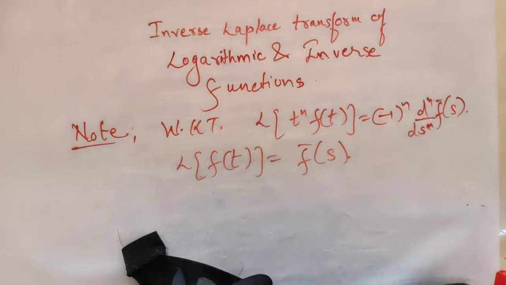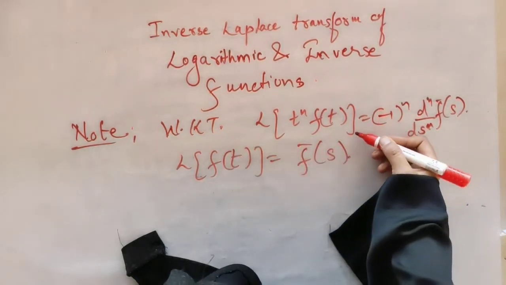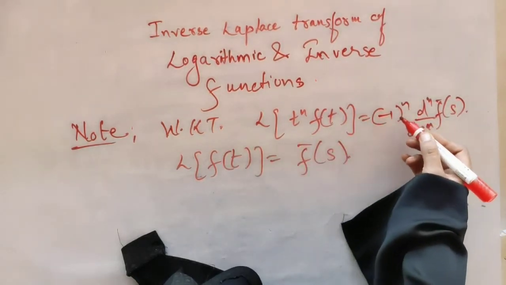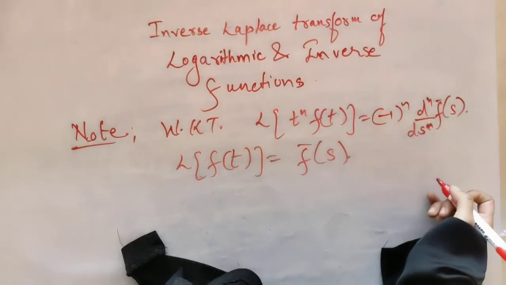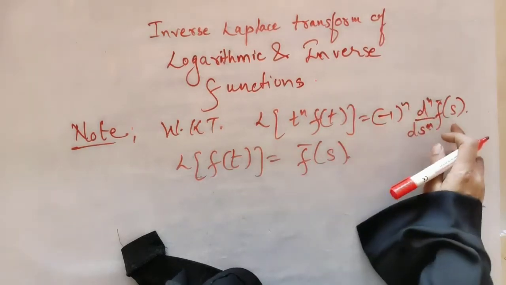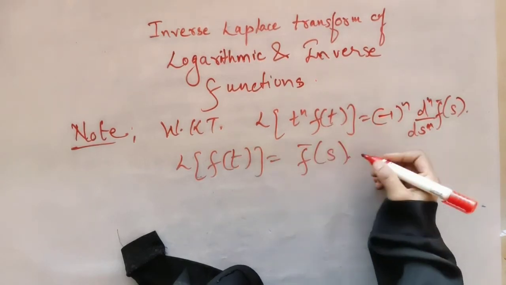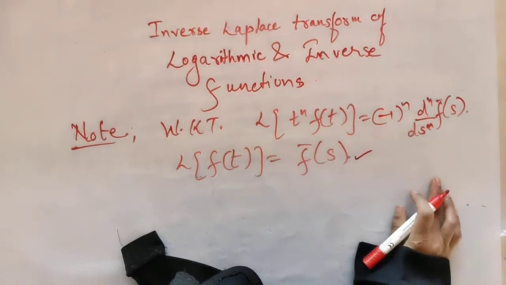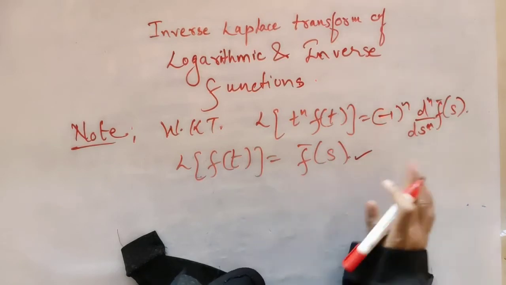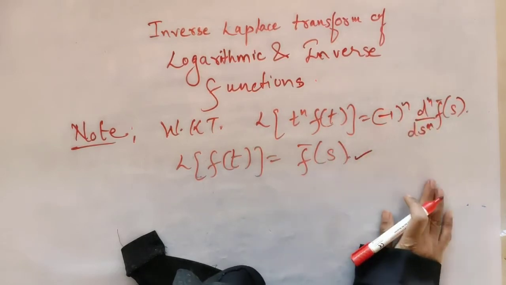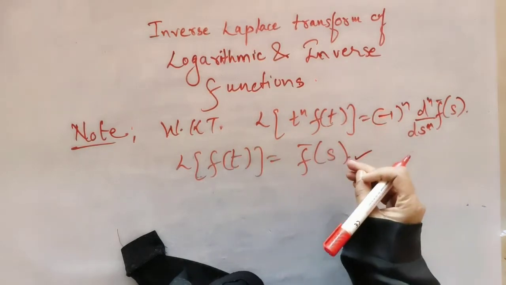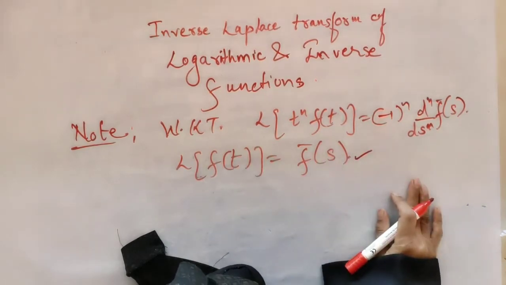So just like I have written as a note on your screen, we know that the Laplace transform of t raised to n into f of t is equal to (-1) to the power n times the nth derivative of f bar of s, where f bar of s is the Laplace transform of f of t. This property you have learned already in my previous session. We had discussed problems on this property as well. Now I'm just using it to work on inverse Laplace transforms.